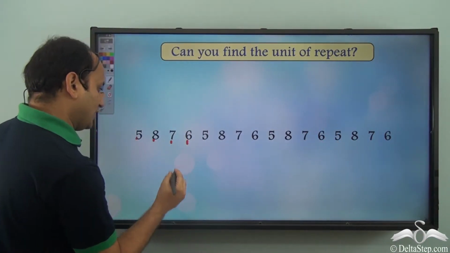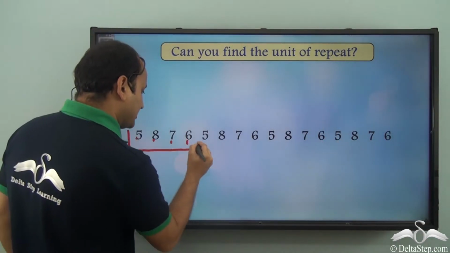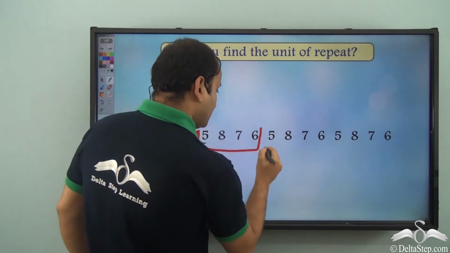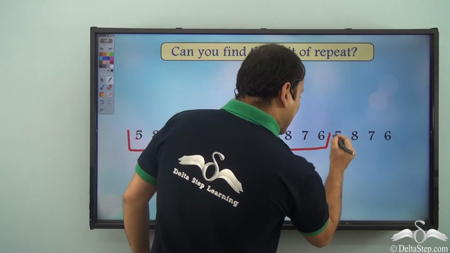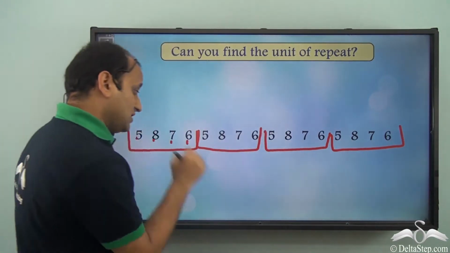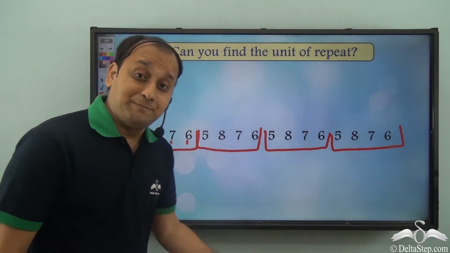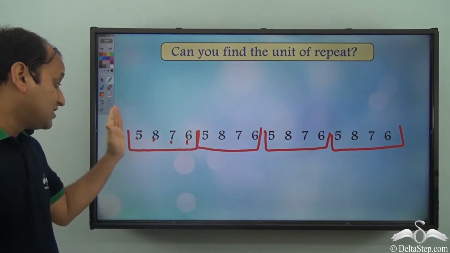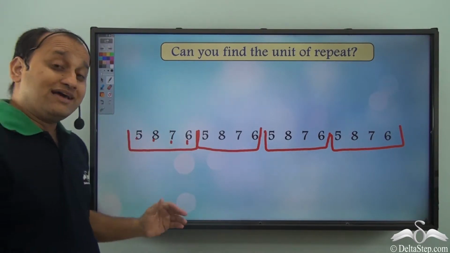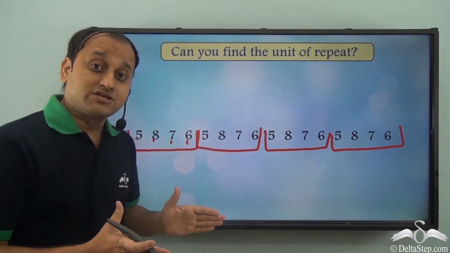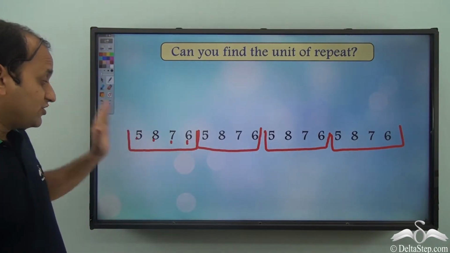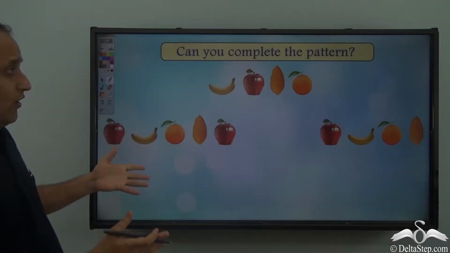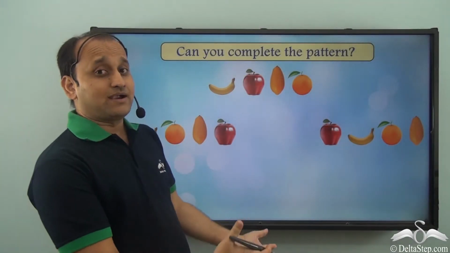So what do we see? Well, we see that this particular unit is repeating, isn't it? So in this pattern 5, 8, 7, 6 is the unit of repeat. And how large is this? Well, it contains 4 numbers. So this unit is 4 numbers long. So in this case unit of repeat is 5, 8, 7, 6. Now we have another pattern.